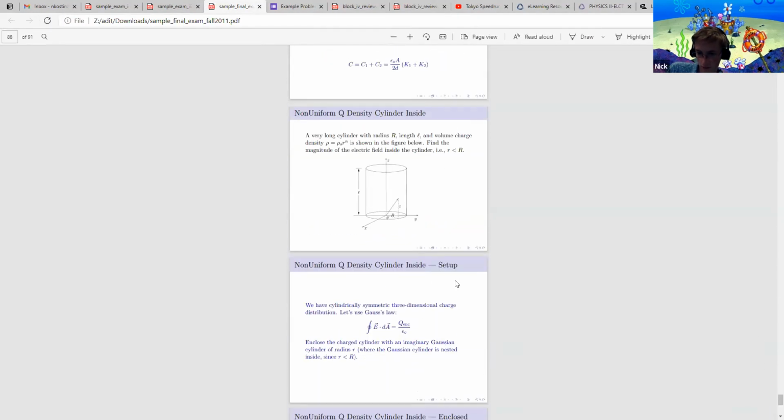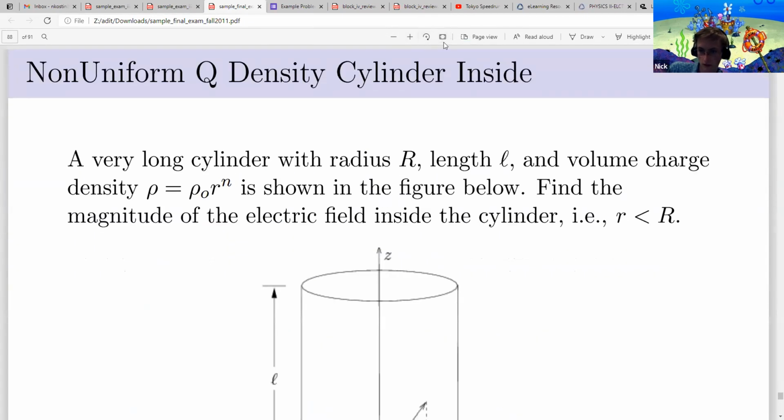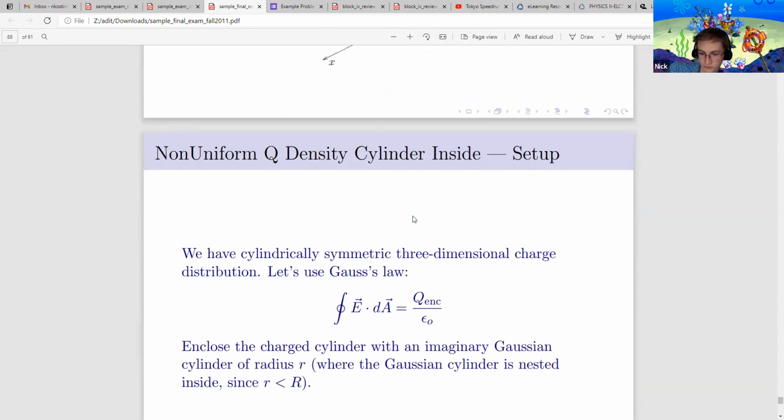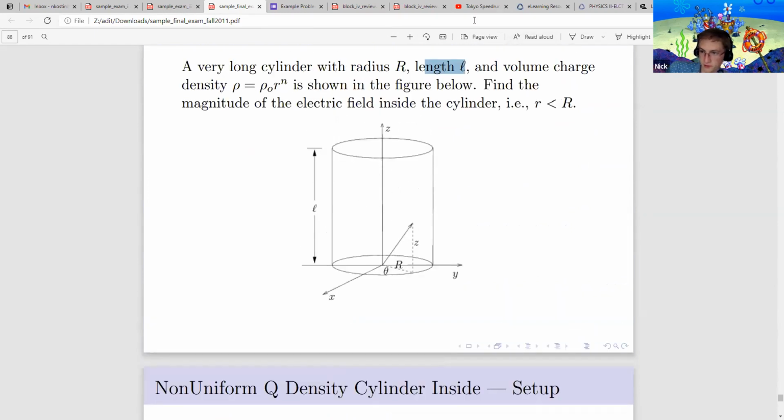I think it was the last problem. It was. Okay. All right. So again, a very long cylinder, radius R, length L, and volume charge density rho equals rho naught R, is shown below. And we're going to be using Gauss's law. Gauss's law on our equation sheet reads the integral of E dot dA equals Q enclosed over epsilon naught. And what we're doing, this is our cylinder, but we want to find the electric field inside the cylinder.